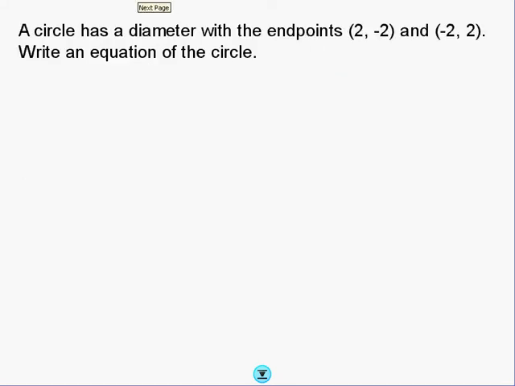A circle has a diameter with the endpoints (2, negative 2) and (negative 2, 2). Okay, well, we need to find the radius and the center of the circle. The center is going to be very easy because if these are endpoints of the diameter, their midpoint is the center of the circle. The average of 2 and negative 2, I'm going to add them together, divide by 2. 0 divided by 2 is 0. And again, the average of negative 2 and 2 is 0. Okay, so the center of our circle is (0, 0). We need to find the radius. Well, the radius is going to be the distance between one of these points and the center of the circle. I'm going to go with these two right here.